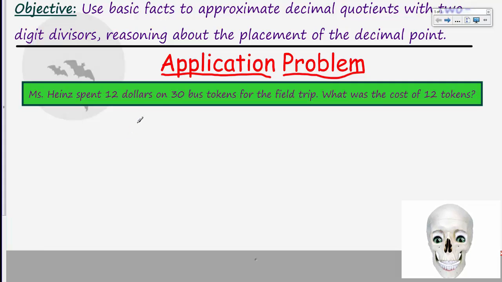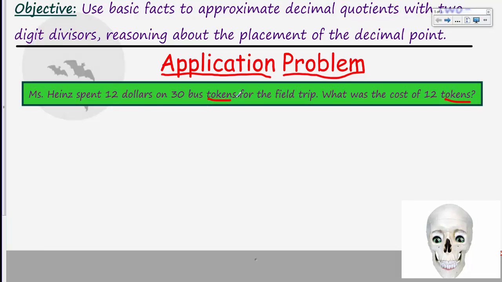It said Mrs. Hines spent $12 on 30 bus tokens for the field trip. What was the cost of 12 tokens? So I guess a token is maybe a word to describe, I don't know, you need one token per person. We really don't know. This is just one of the units that they're using. But what's most important here is that we have $12 on 30 bus tokens.